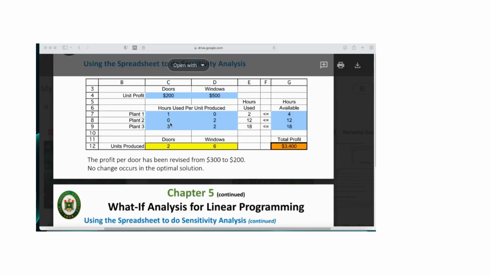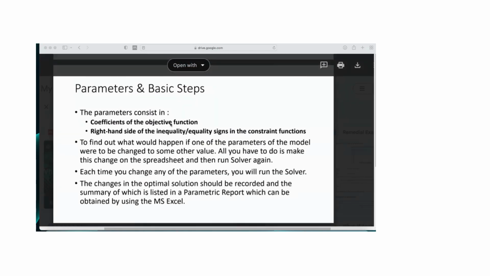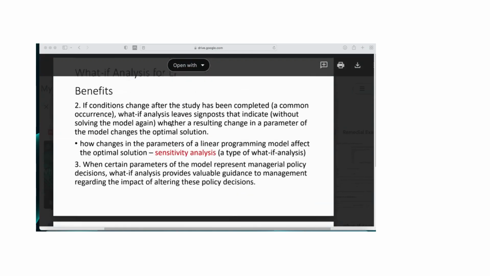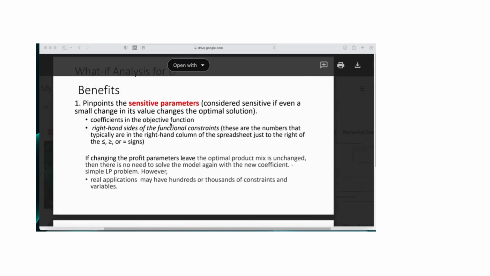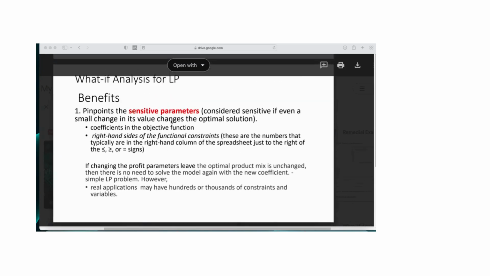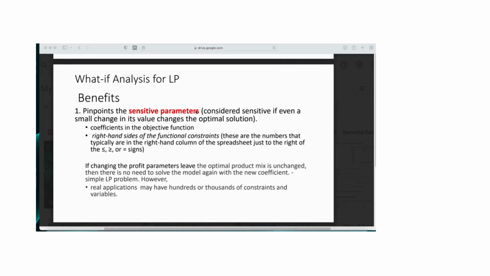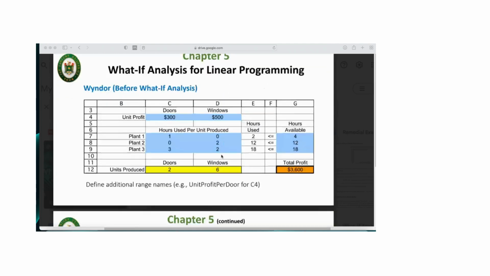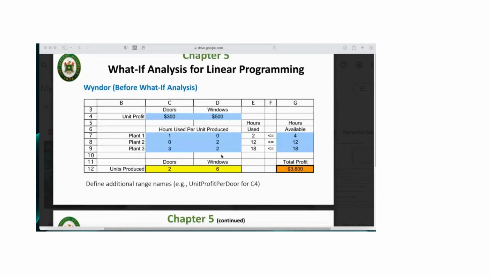So this profit per door is not a sensitive parameter. Okay, so I'll repeat that about the sensitive parameter. Again, a parameter is considered sensitive when a small change in its value changes the optimal solution. All right. Okay, so we're done with sensitive parameters.